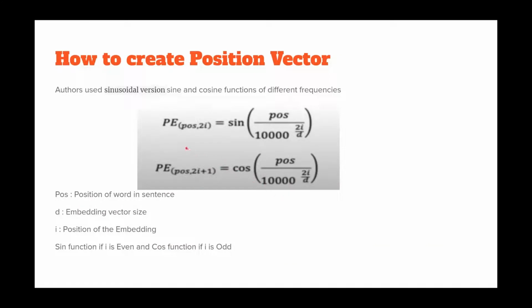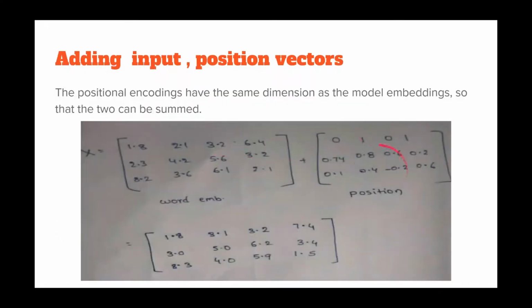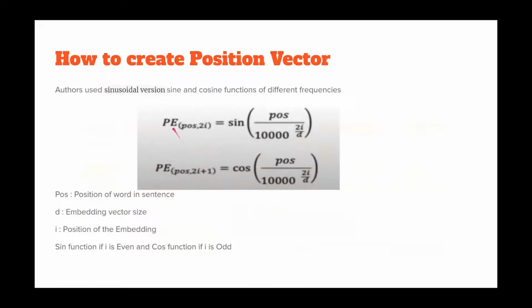So how do we create this matrix? In order to create it, these were the functions that were used. The author used sinusoidal versions of sine and cosine functions of different frequencies. Here pos refers to the position of the word in the sentence, and d refers to the embedding vector size. i refers to the position of the embedding. We will use the sine function if i is even, and the cosine function if i is odd, based on the position of the embedding.